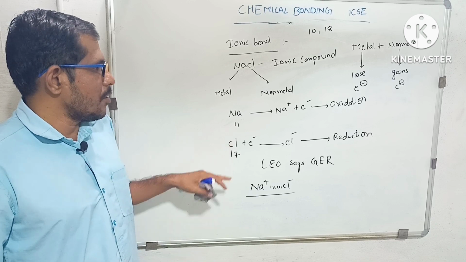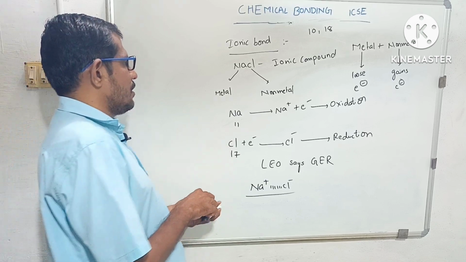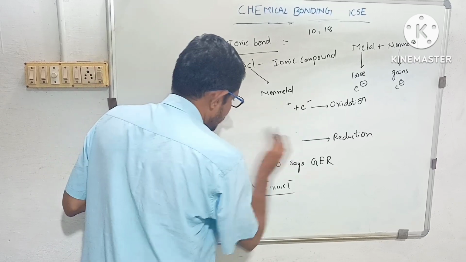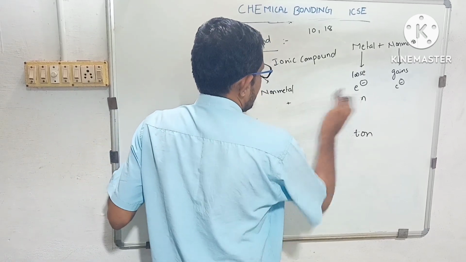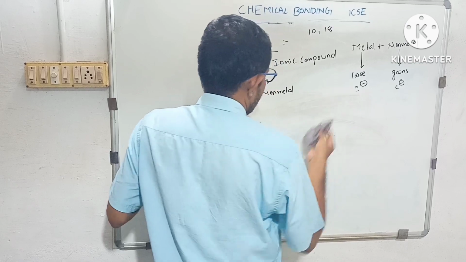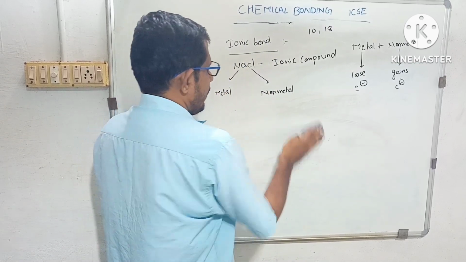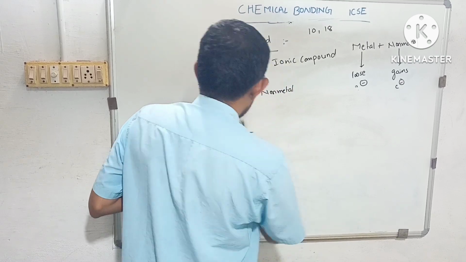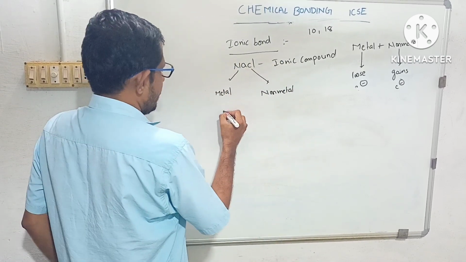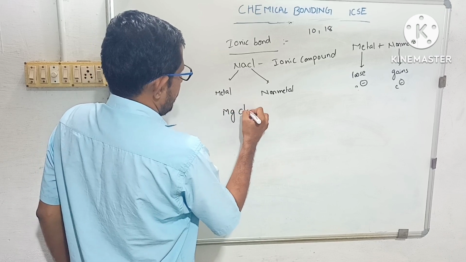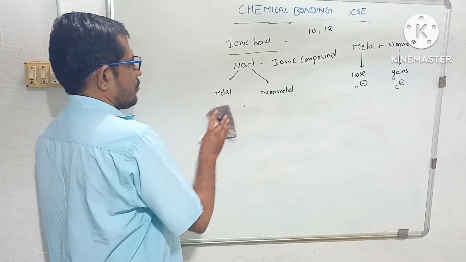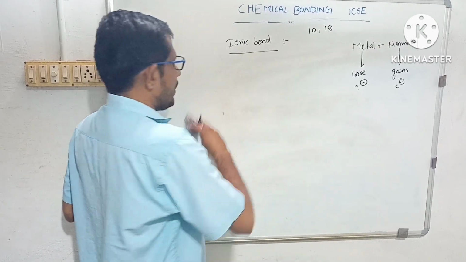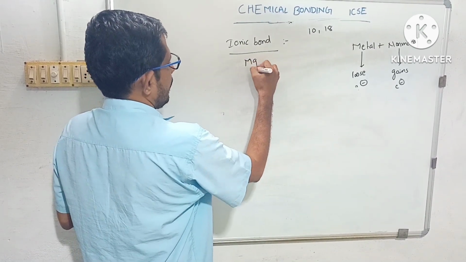I will show you one more example to make you understand better. Instead of NaCl, I will take magnesium chloride, right? I will rub this out also. Take magnesium chloride here.